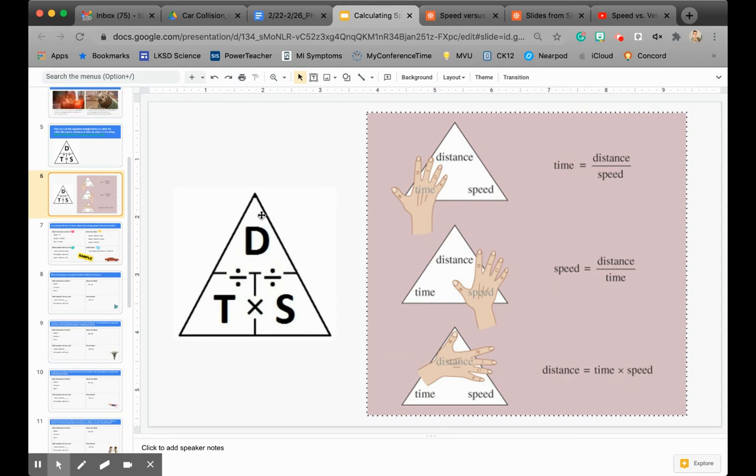So if you want to just use the triangle because that makes a lot of sense to you, that's good. If you are a memorization person and you just want to memorize each of these three equations and just know them, you could do that too. Either way is totally fine, but you're going to be using those equations to solve some of the problems in the upcoming slides.